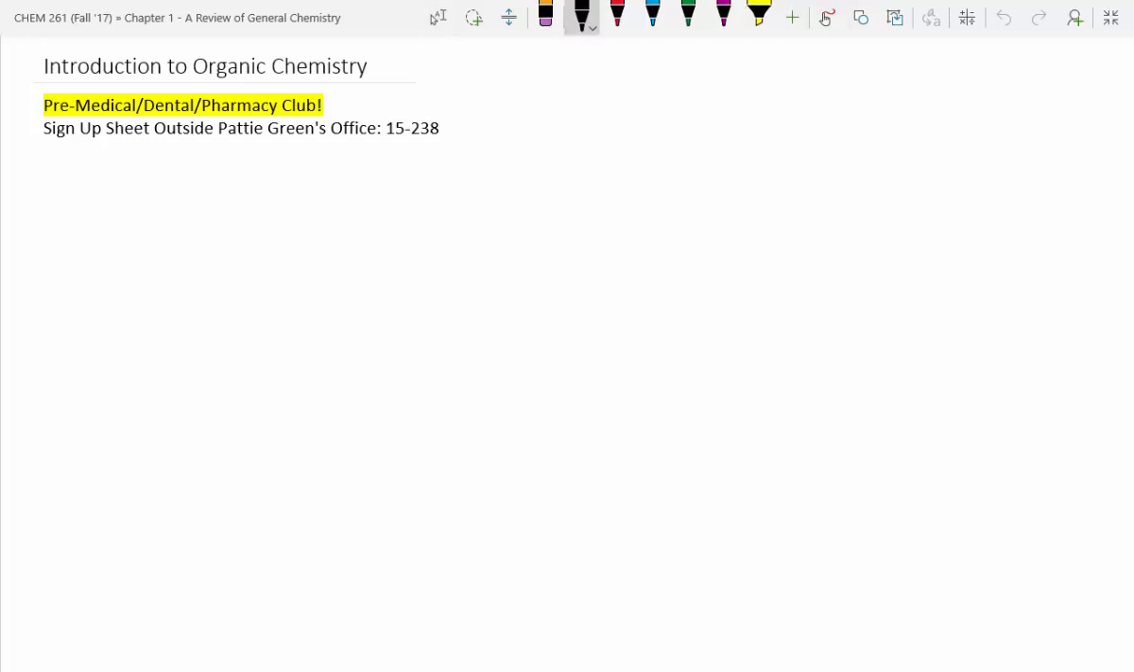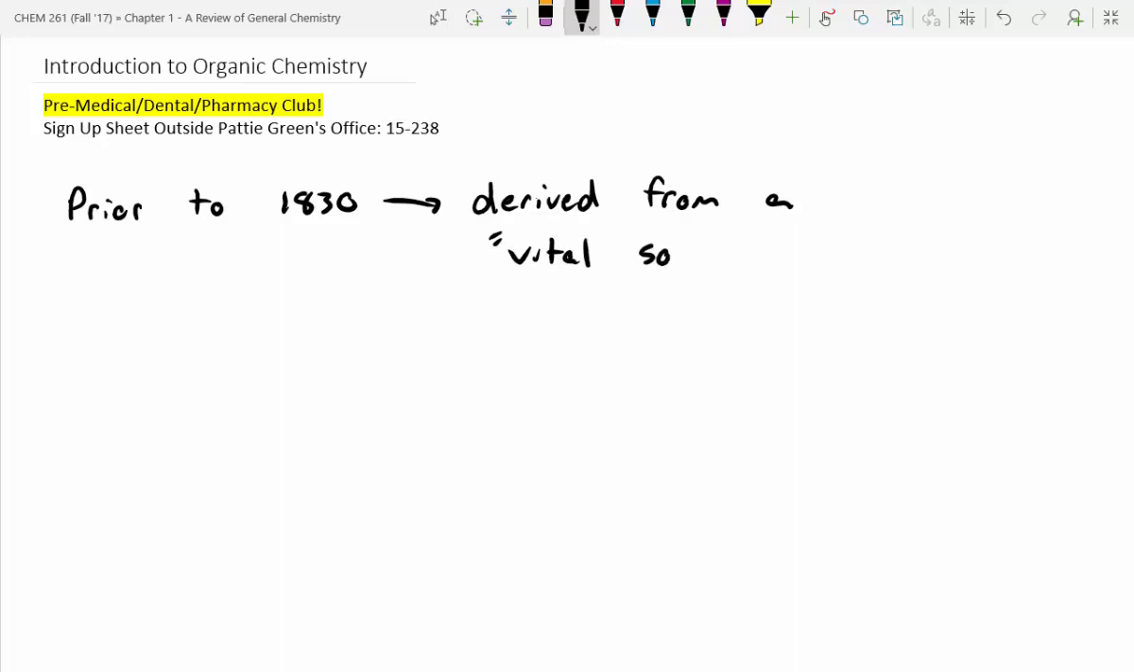The history of organic chemistry is pretty fascinating, though. Prior to 1830, the definition was completely different from what it is now. They thought that organic chemistry meant something derived from a vital source. So what do you think a vital source means? Living, right? They thought organic molecules were derived from a living organism. That's not always true. Organic molecules don't have to be derived from a living organism.